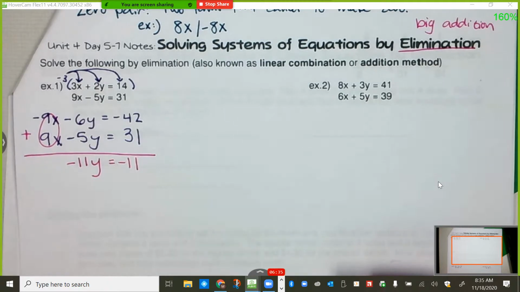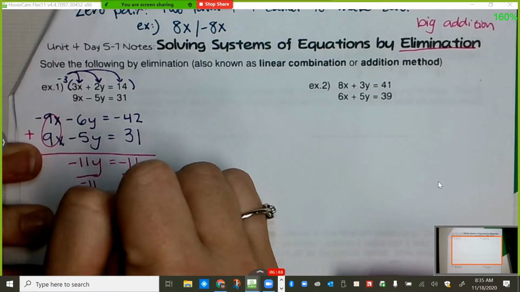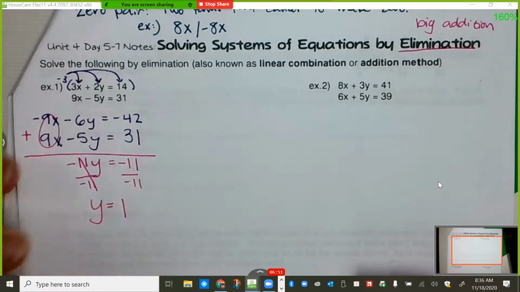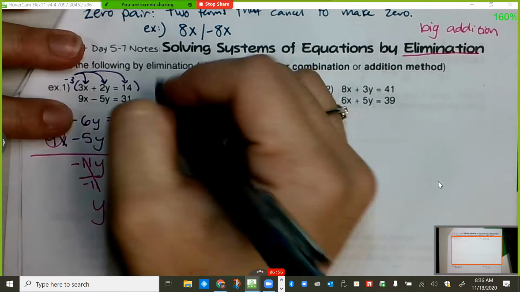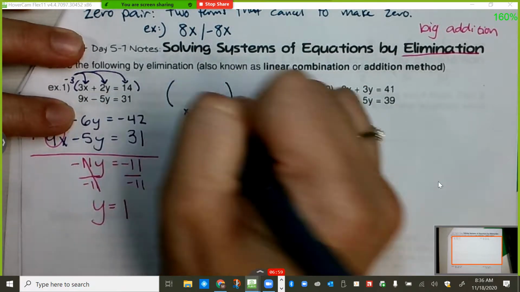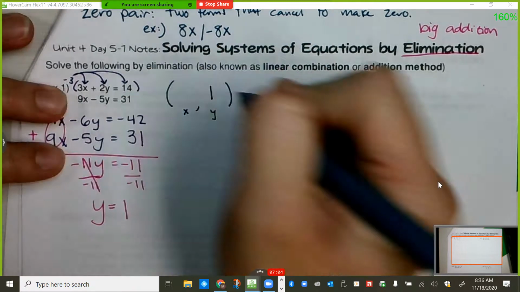Now, don't I only have one term left? So can I solve for that variable? So how do I solve for y? Divide by negative 11. What's negative 11 divided by negative 11? Positive 1. Guess what? That's half my answer. So we know that our solutions here are an x comma y solution, right? And so I know that y is 1.